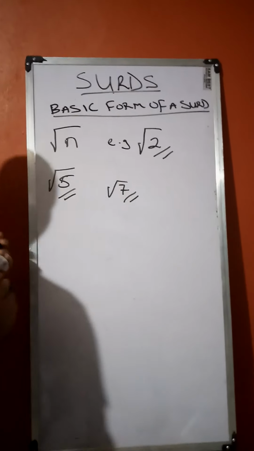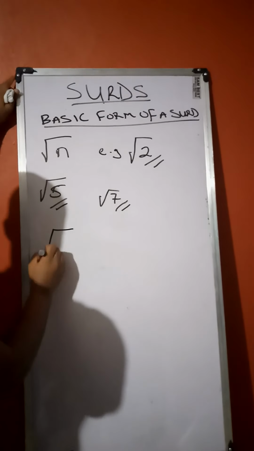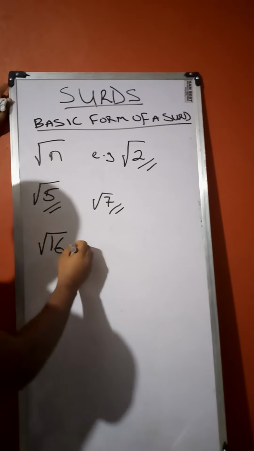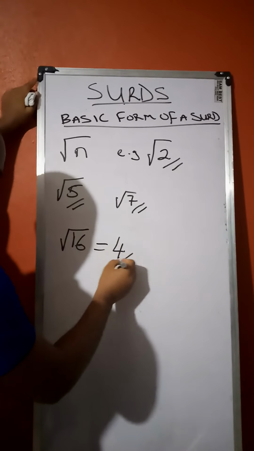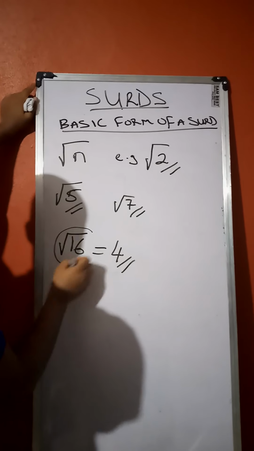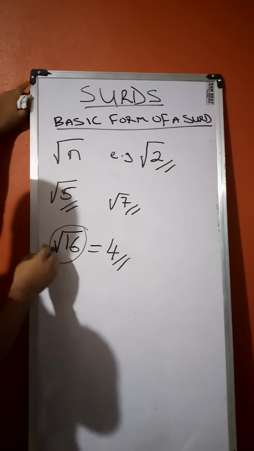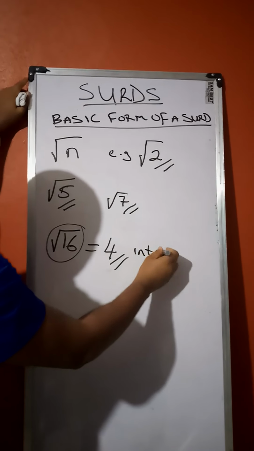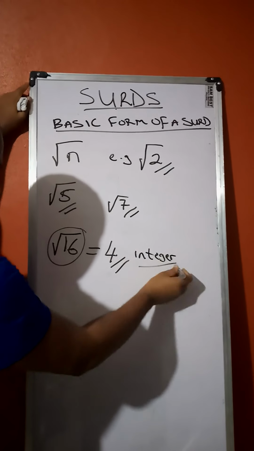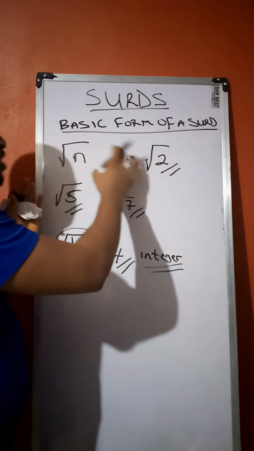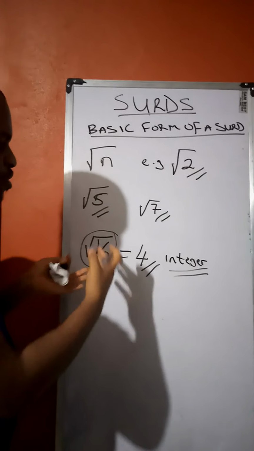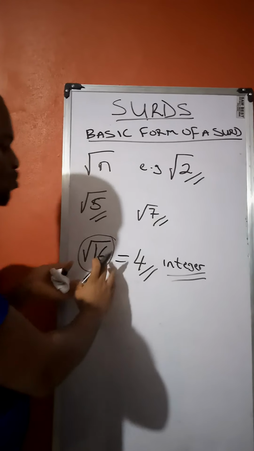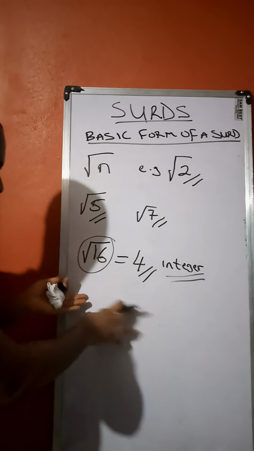Now, if you are given, for example, I'm giving root 16. Root 16 gives me what? 4. I've been able to convert this one from the root of 16 to 4. This becomes an integer. It is no longer a surd. So when solving surd questions, we'll try to see if it can be removed from surds to basic integers. If it is not possible, we have to reduce the surd to the lowest form.